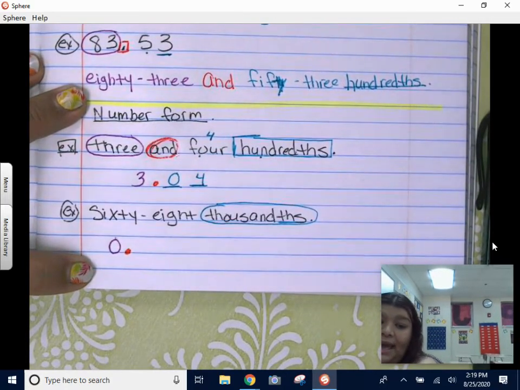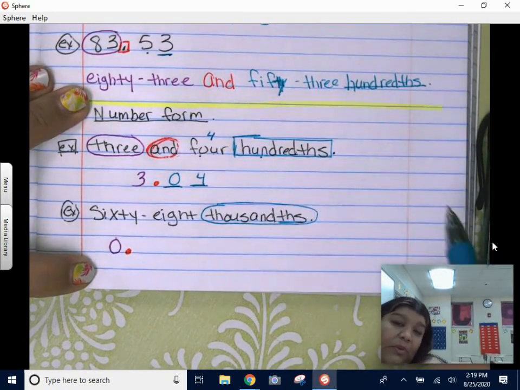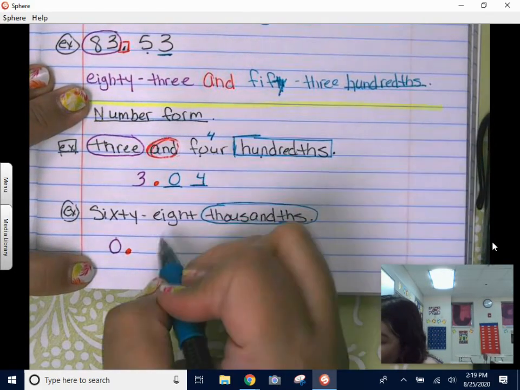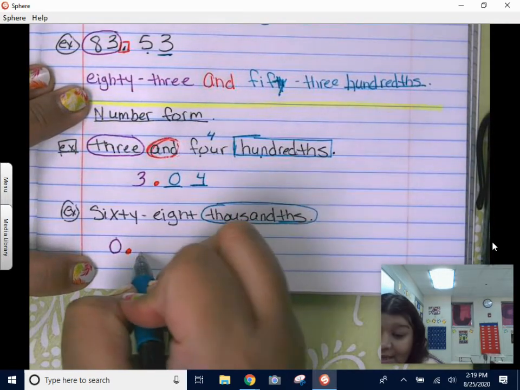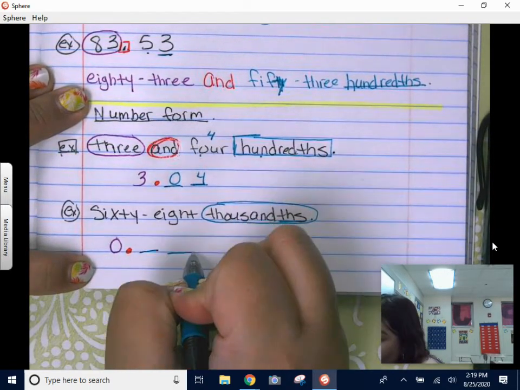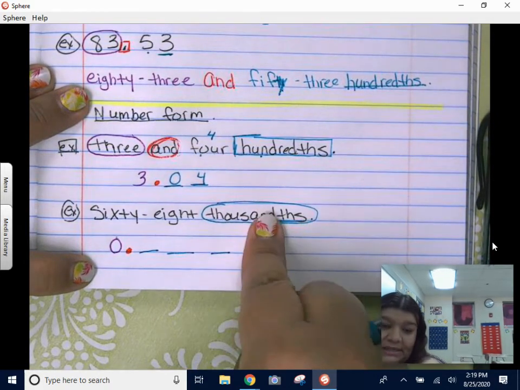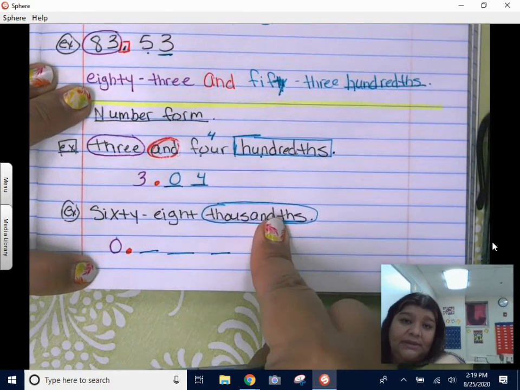Now the thousandths, just like we did before, I'm going to put a blank representing each place value. So I'm going to start with my place value chart. We go with the tenths, the hundredths, and the thousandths. I'm going to stop because that tells me to stop at the thousandths.